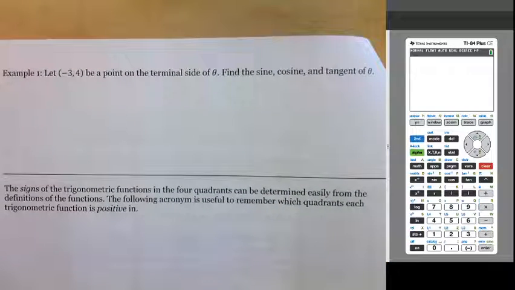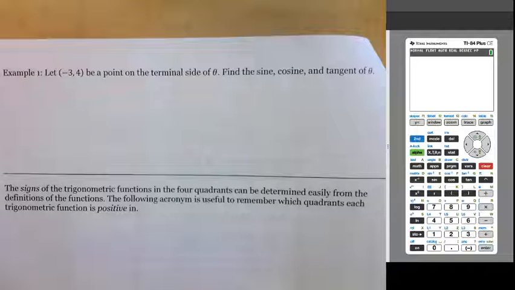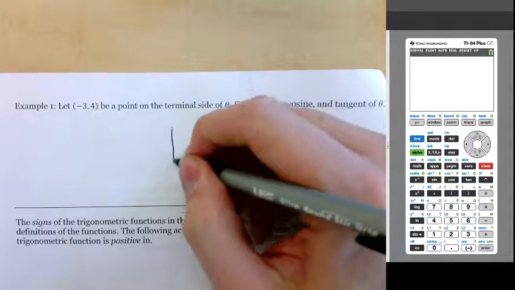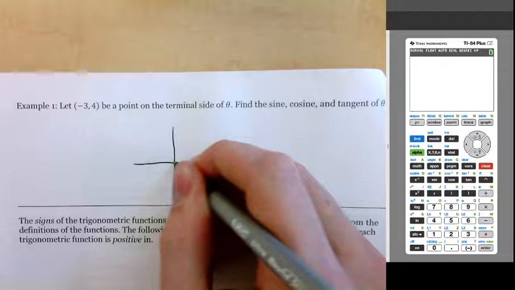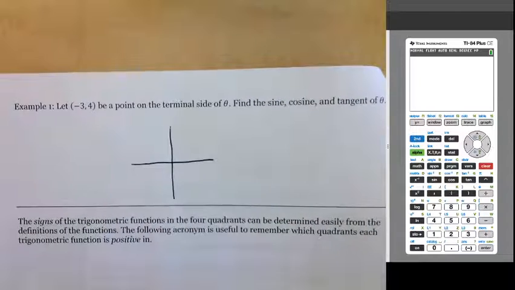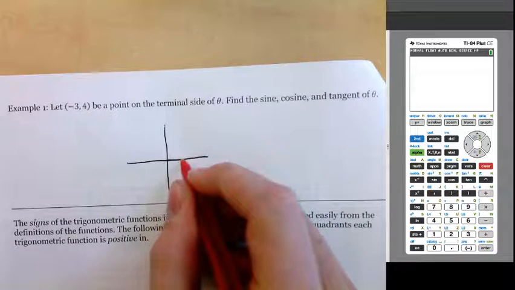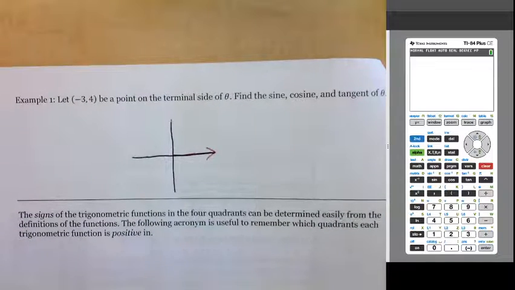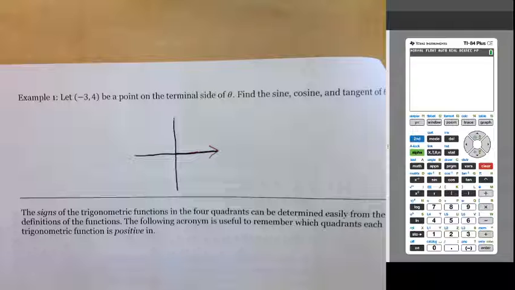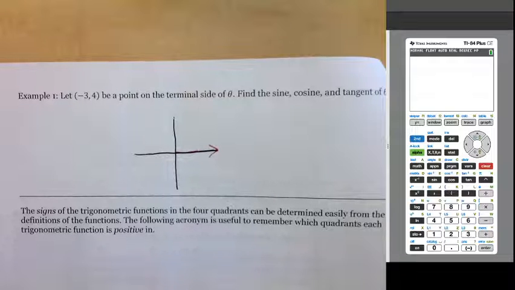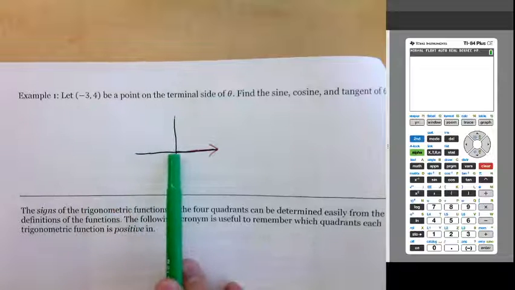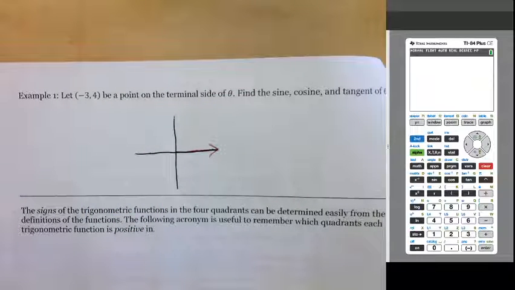So let's go on to the first example here, and we have this point negative 3, 4. It's a point on the terminal side of the angle theta, and we want to find the sine, cosine, and tangent of theta. If it's on the terminal side of theta, we have our angle in standard position, which means the initial side is on the positive x-axis, and the terminal side is wherever this point negative 3, 4 is.